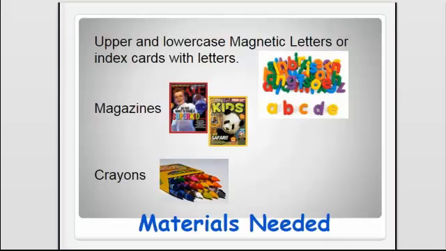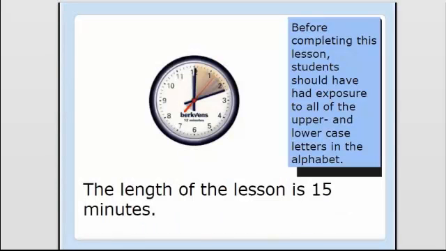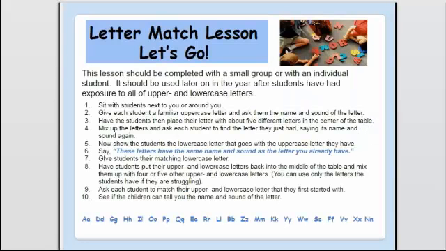For this lesson, the following materials are needed: upper and lowercase magnetic letters or index cards with letters printed on them. If you choose to extend the lesson, you will need kid-appropriate magazines and different color crayons. The length of this lesson is 15 minutes long. Before completing this lesson, students should have had exposure to all of the upper and lowercase letters in the alphabet. Letter match lesson should be completed with a small group or with an individual student. It should be used later on in the year after students have had exposure to all of upper and lowercase letters. Begin by sitting with students next to you or around you.